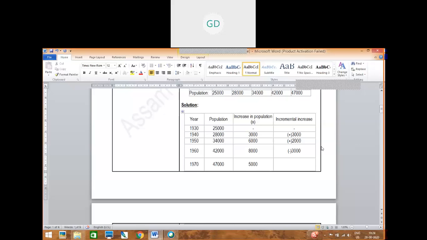So what we need to do, up to here you know, by subtracting you got 3000, 6000, and so on. For the next column it is also the same. Here also you need to subtract the first from the second. 6000 minus 3000, you got 3000, right? Then 8000 minus 6000, you got 2000. Then the last is your 5000 minus 8000.